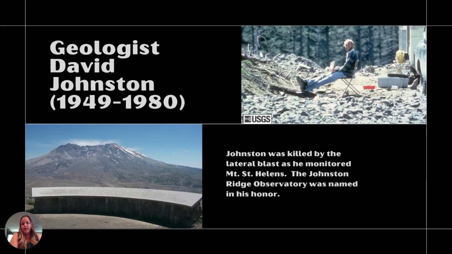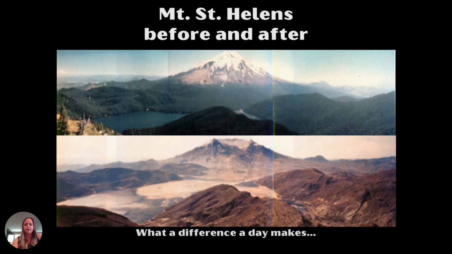We got a lot of our information from this guy named David Johnston. He was present during the blast, and he was killed by the lateral blast. So the observatory that faces the volcano now was named after him. It's the Johnston Observatory. If you're going to go out in a blaze of glory, that's the way to do it as a geologist, I suppose. He sat and monitored the volcano for months as this all unfolded. And it's just crazy what a difference a day can make when a volcanic eruption occurs.